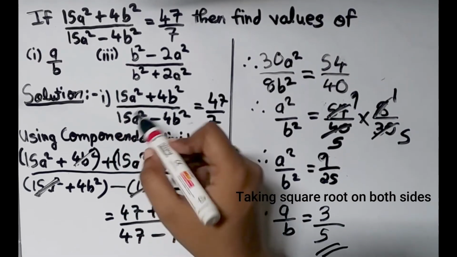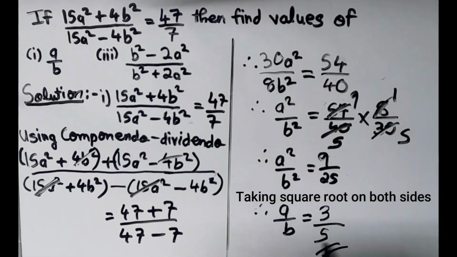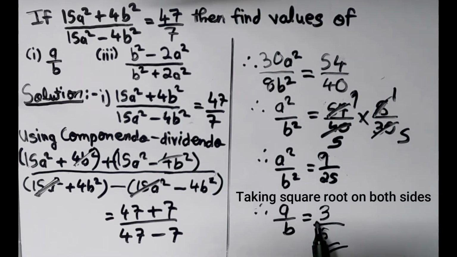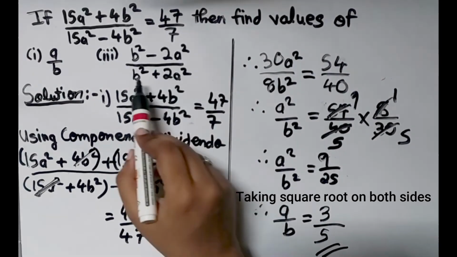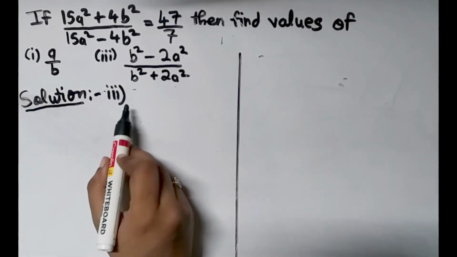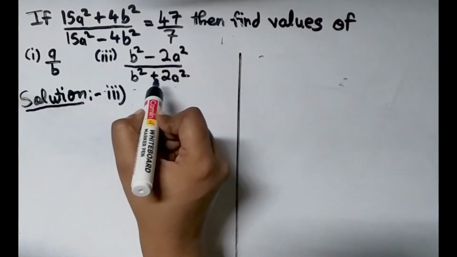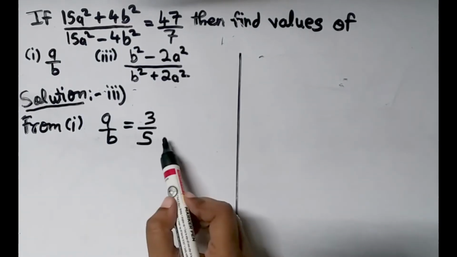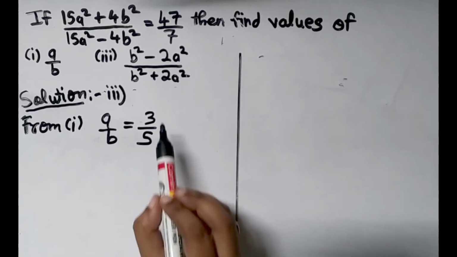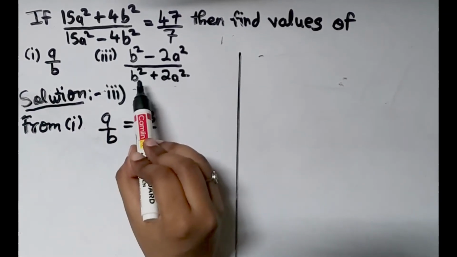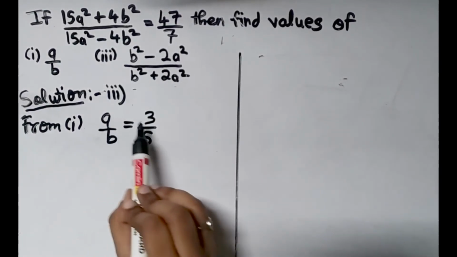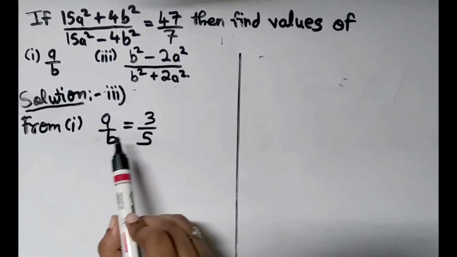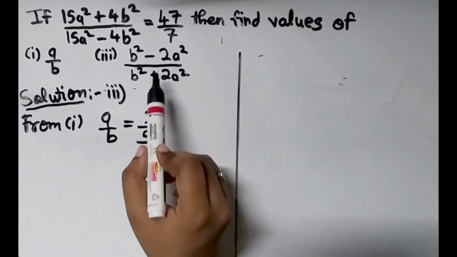For solving the second one, first you have to solve this and find the value of a upon b. Then we will use this value of a upon b to find this value. For solving the third one, first we have to find the value of a upon b. Then only we can substitute that in here. So from 1 we got a upon b as 3 upon 5. If they are directly asked to find this, then also we have to show how we got a upon b. In the first sum I have already shown how to find a upon b. Now this value we will use to find this.